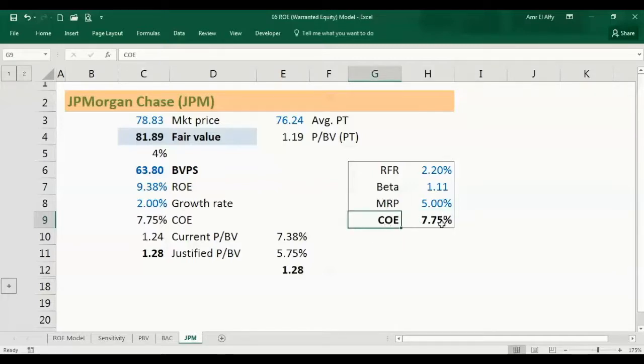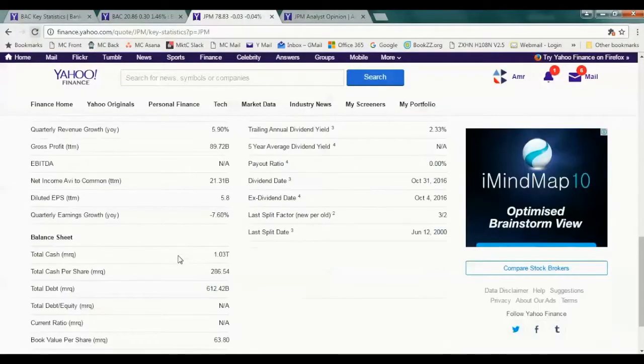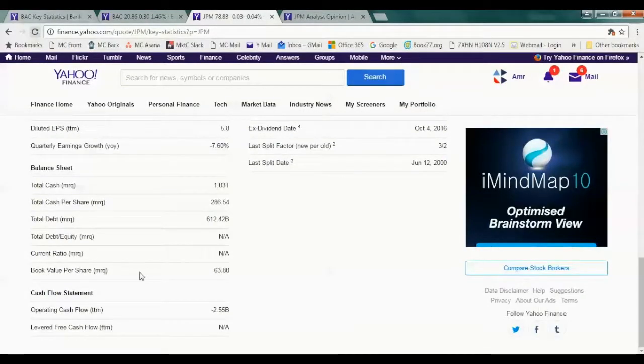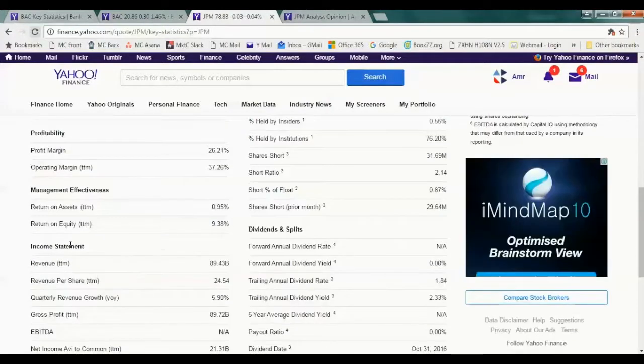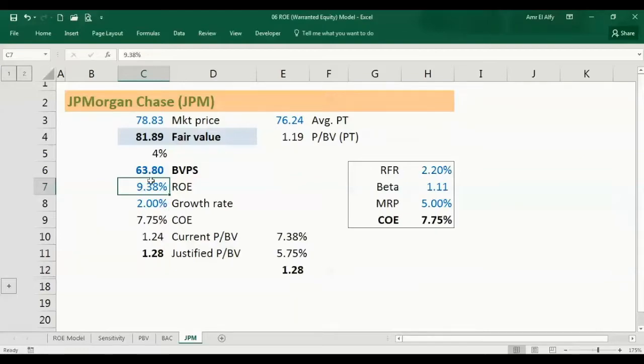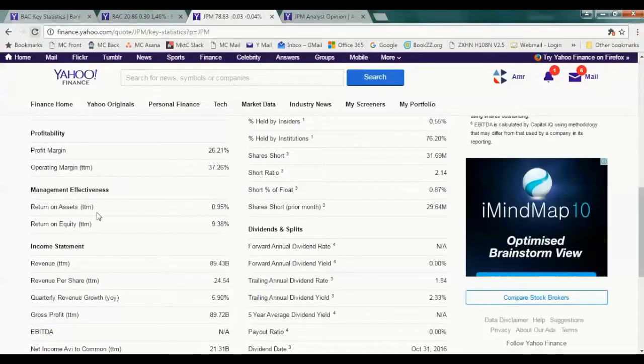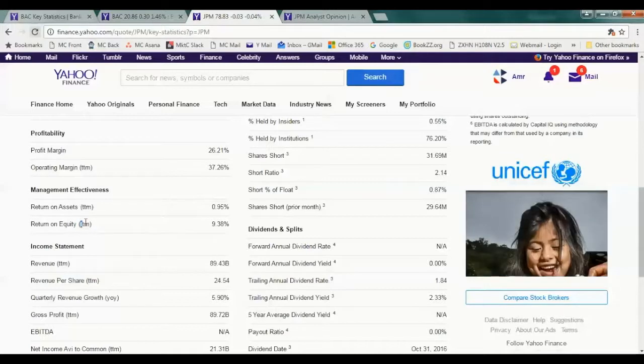Now, what do we miss? We're still missing the book value per share and ROE. Let's look at the book value per share. Here it is, 63.8. Again, this is the most recent quarter. And for the ROE, again, you look up the ROE. Here it is 9.38. Be careful, it's TTM. This is trailing 12 months. These are the last 12 months reported by the bank, so looking at the last 4 quarters. So it's 9.38. This is the ROE.